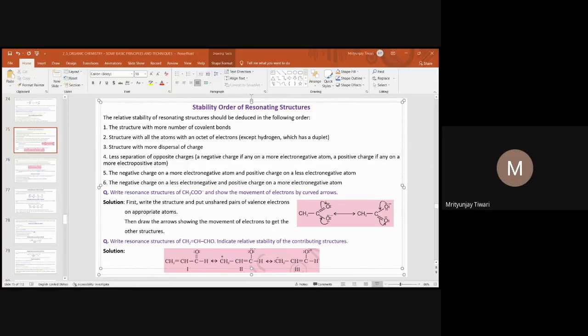So there are three lone pairs. This is what we do. Then we draw the arrows showing the movement of electrons to get the other structures. We draw this arrow because we know how the electrons are delocalized because of the conjugation between this lone pair and this pi bond. So if we shift this lone pair between this oxygen and this carbon atom, this negative charge will disappear because two electrons we are now putting there.